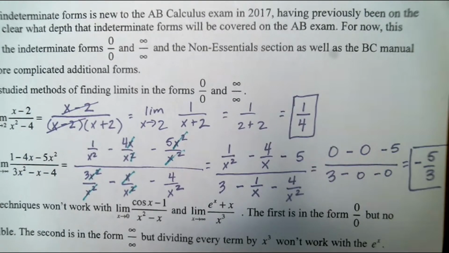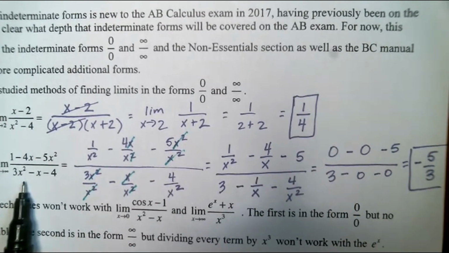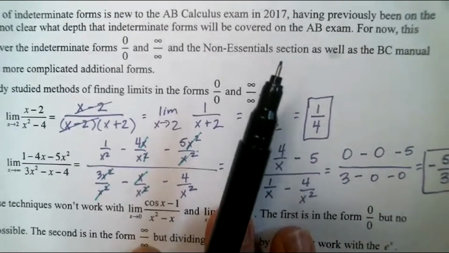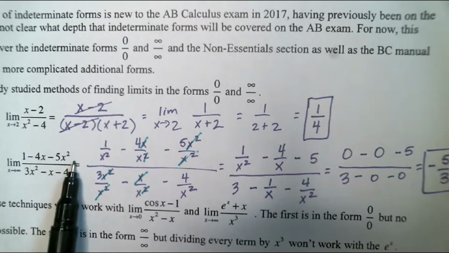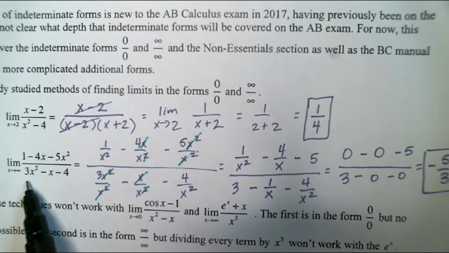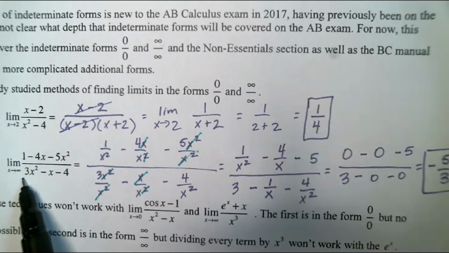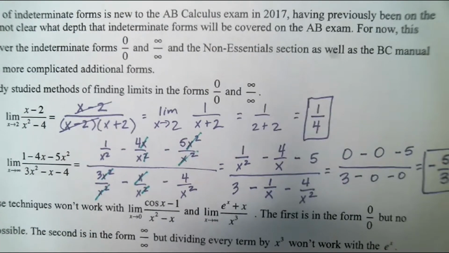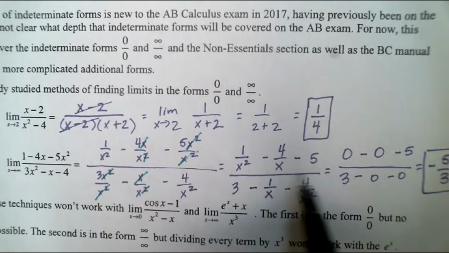Looking at it though, I could have known that the answer to this is -5/3 from the beginning of the problem. If you think about what's happening, is it bottom heavy, top heavy, the same? The power in the numerator and the denominator is the same. So it's just a ratio of the coefficients of that power. So -5/3. And that's another way we could look at that problem. Obviously, this is another way as well.